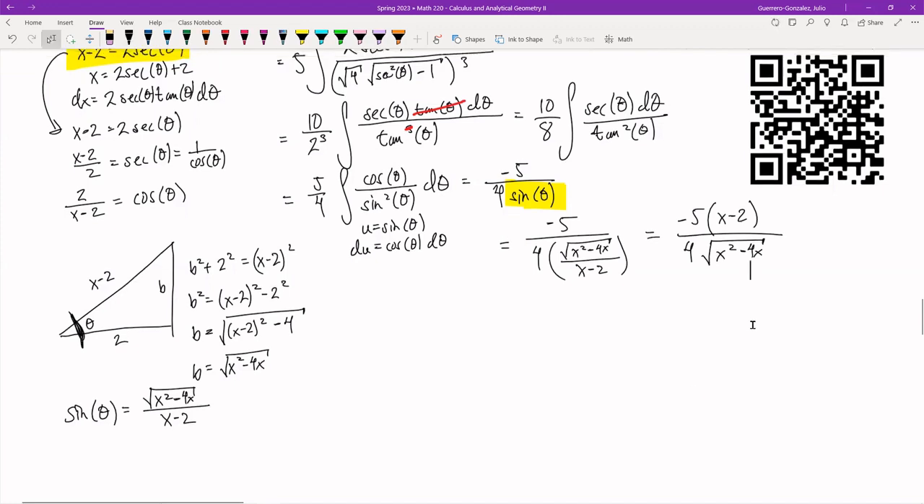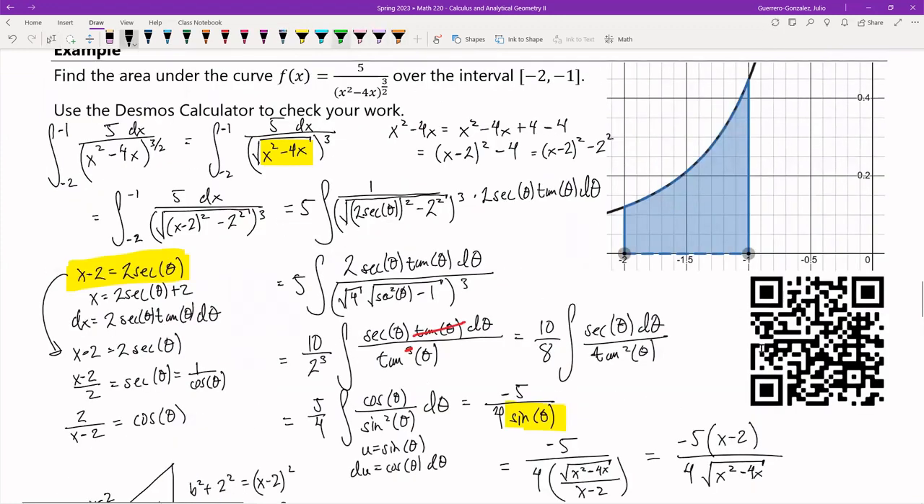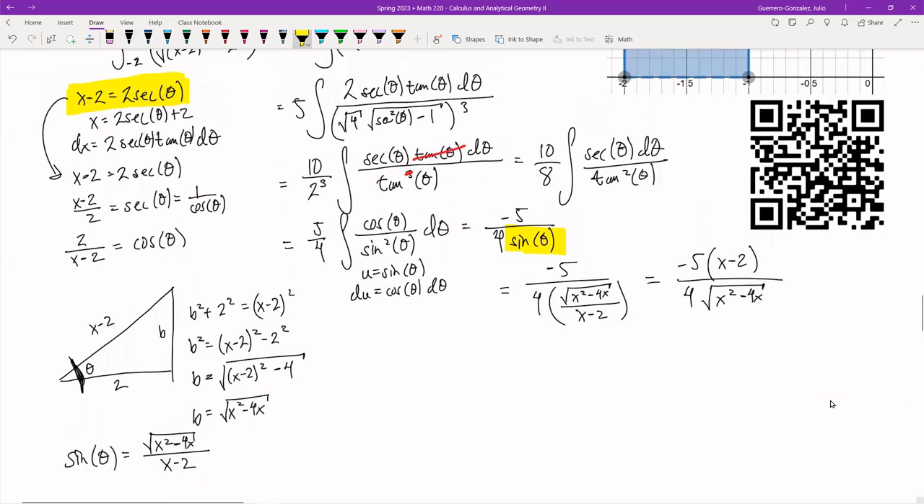And now, since we have undone completely the substitution for our thetas, for our trigonometric identities, right? We now can apply the original limits of integration. So now, this is now all evaluated from negative 2 to negative 1. Okay?